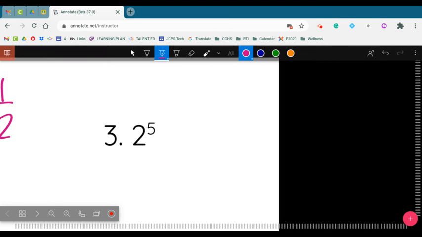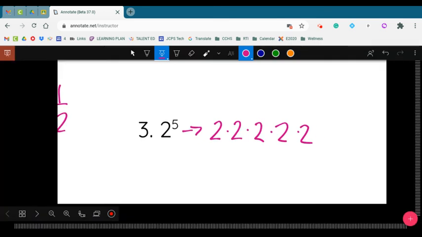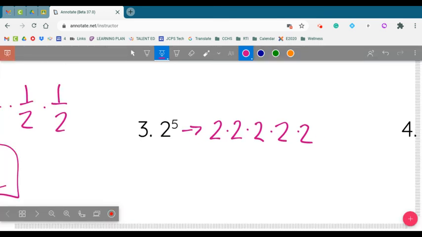Okay, next one, I have 2 to the 5th. So this means I have 2 multiplied 5 times. It's not 2 times 5. It's 2 multiplied by itself 5 times. So you have 2 times 2 times 2 times 2 times 2, and this would give you 32.